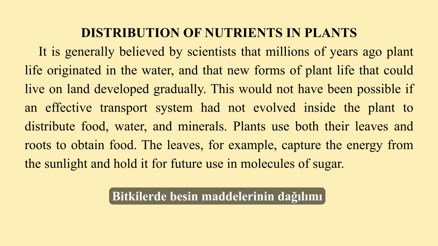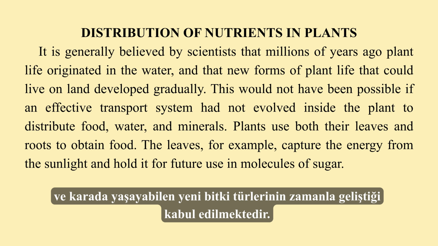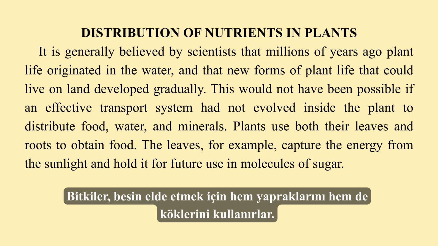Distribution of nutrients in plants. It is generally believed by scientists that millions of years ago, plant life originated in the water, and that new forms of plant life that could live on land developed gradually. This would not have been possible if an effective transport system had not evolved inside the plant to distribute food, water, and minerals. Plants use both their leaves and roots to obtain food.